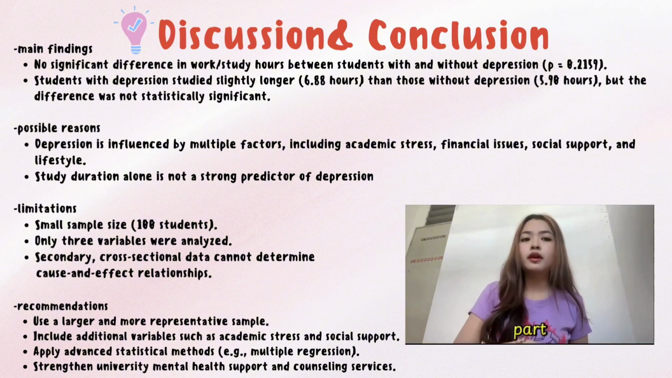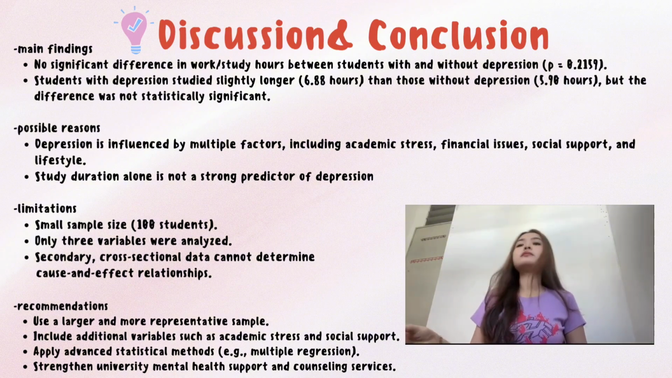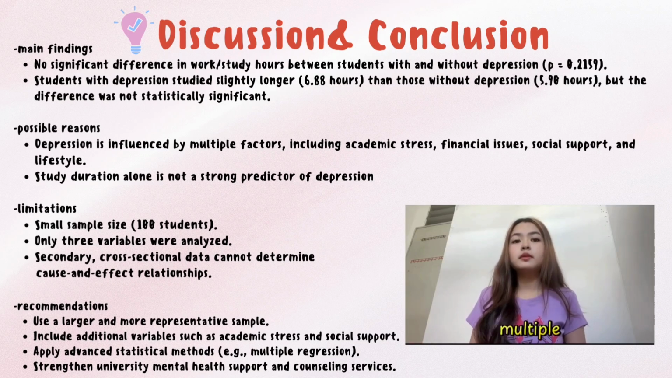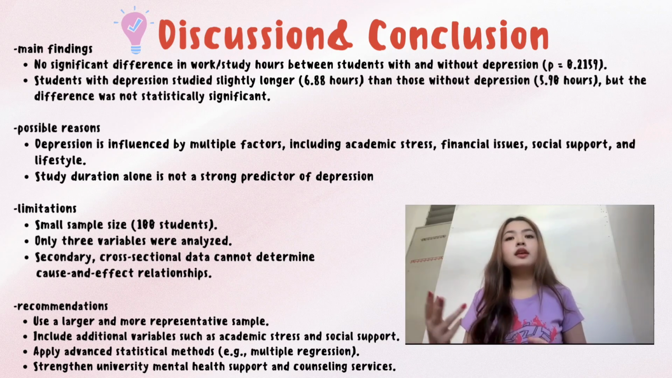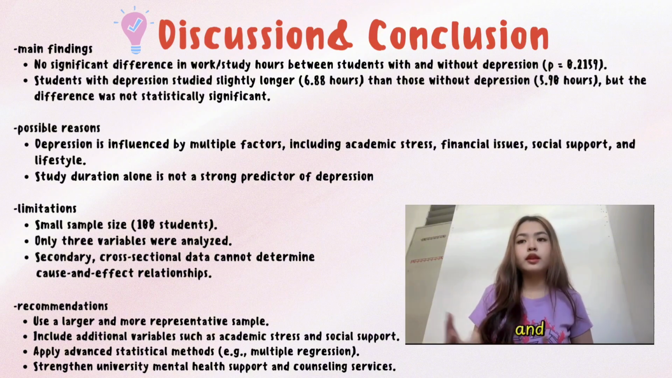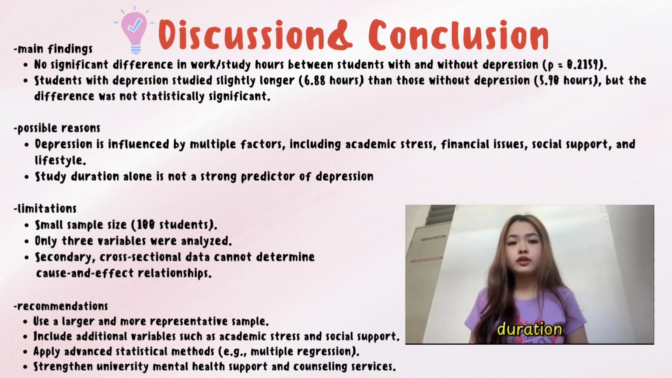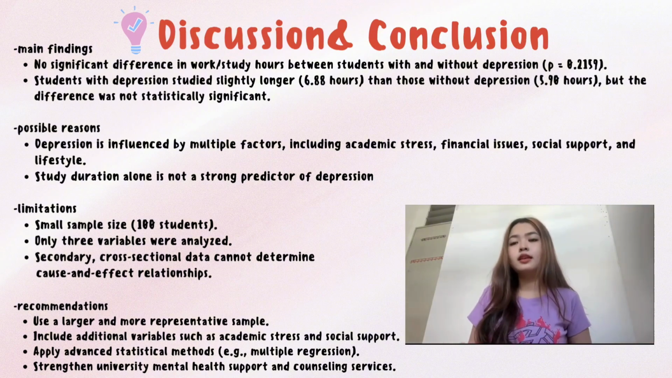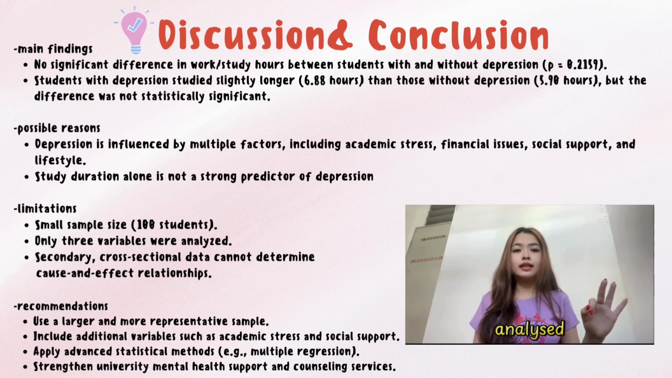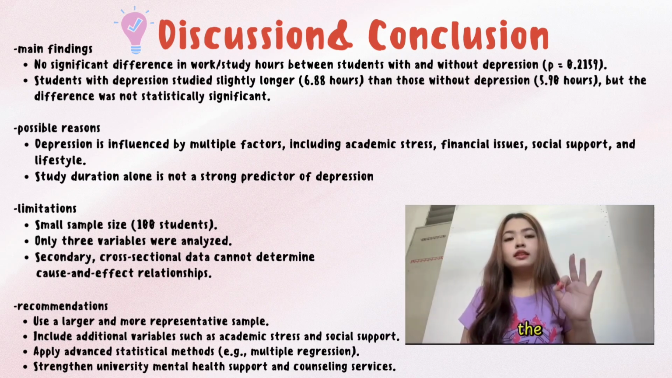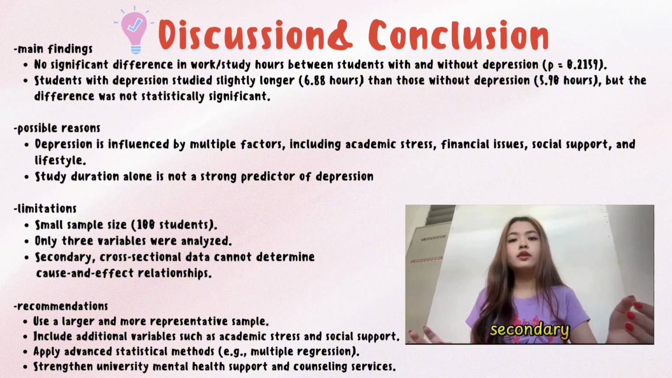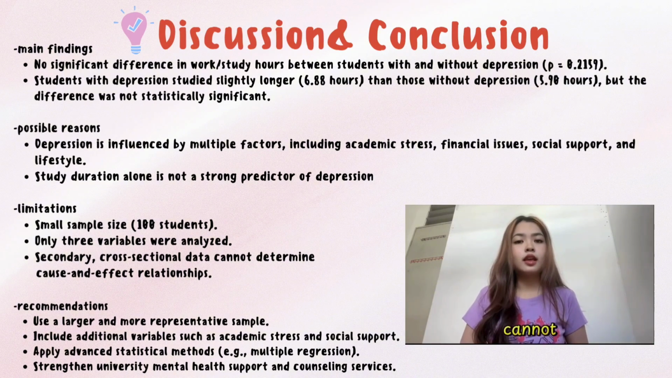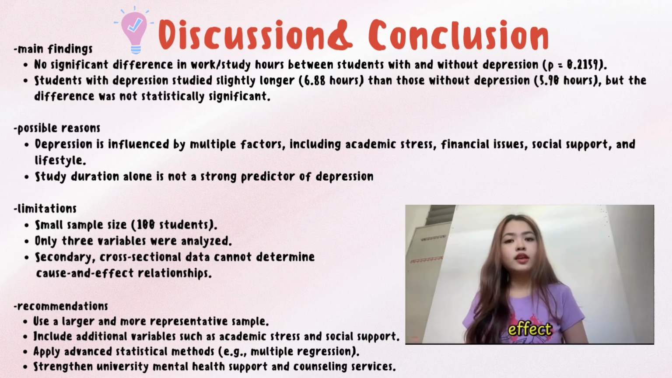The second part is possible reasons. Depression is influenced by multiple factors, including academic stress, financial issues, social support, and lifestyle. Study duration alone is not a strong predictor of depression. The third part is limitations. The first is small sample size, the second is that only 3 variables were analyzed, and the third is that secondary cross-sectional data cannot determine cause and effect relationships.